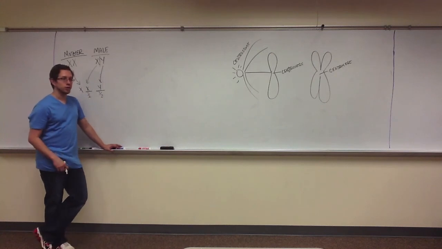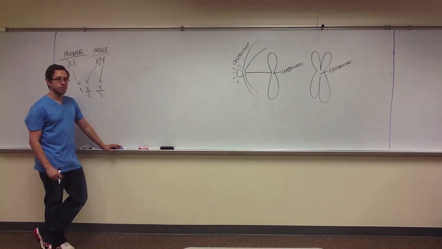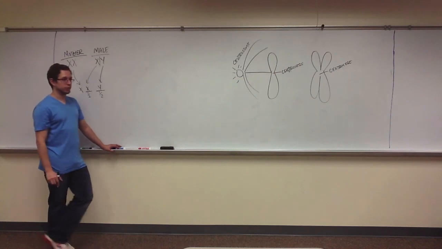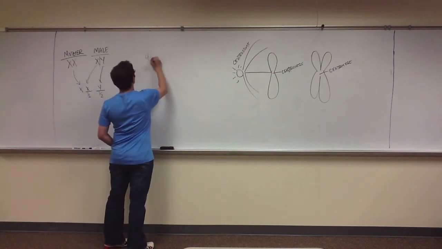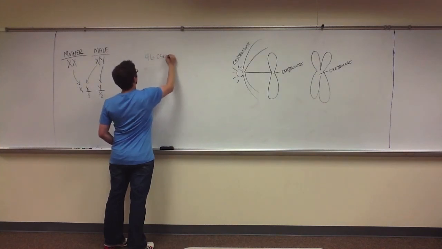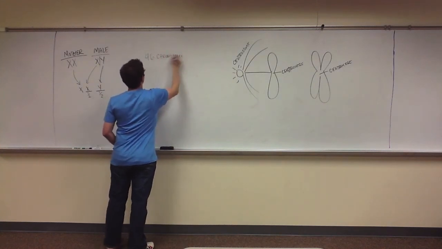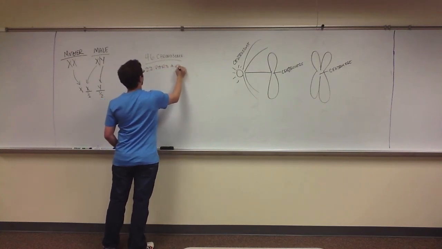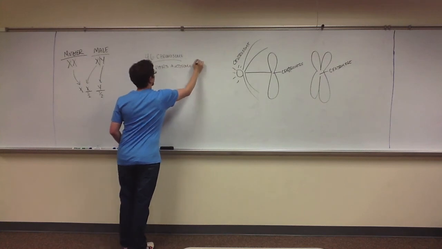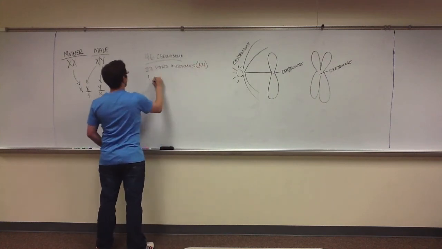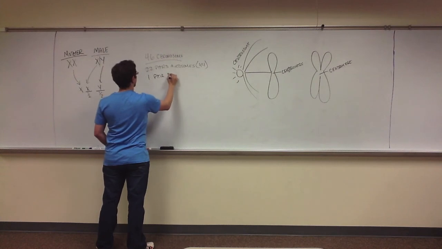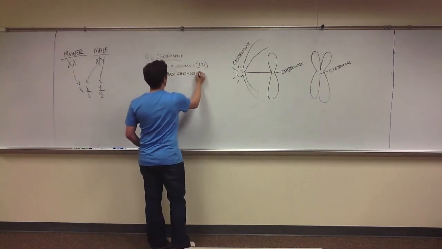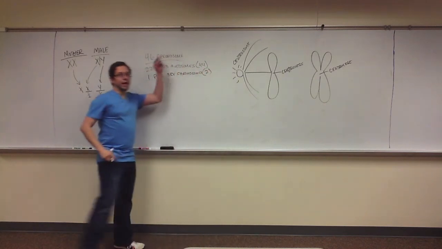Number 20 is true. Humans have 22 pairs of autosomes and one pair of sex chromosomes. That is true. Remember, we have 46 chromosomes total. We have 22 pairs of autosomes, giving us 44. And then we have one pair of sex chromosomes, giving us the additional 2 that adds up to 46.